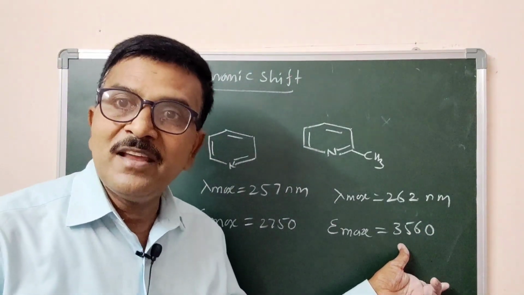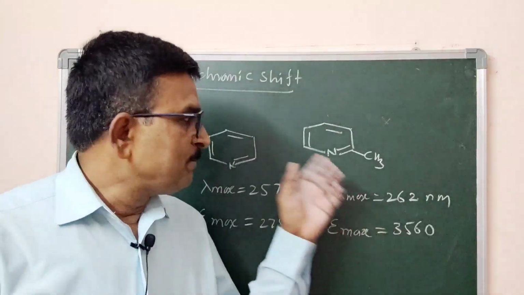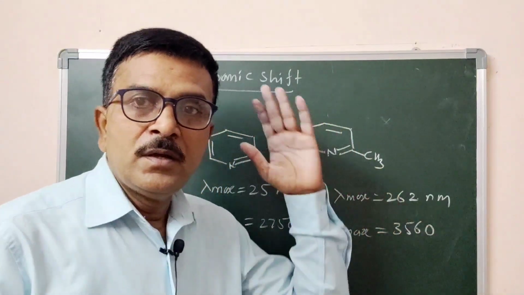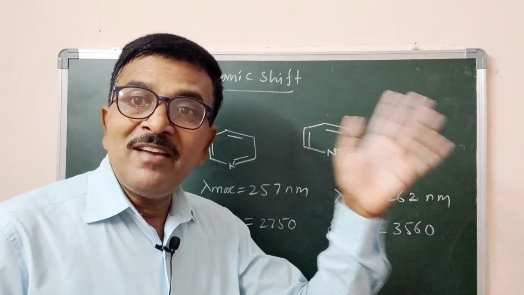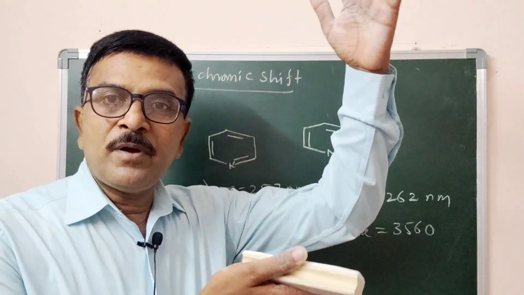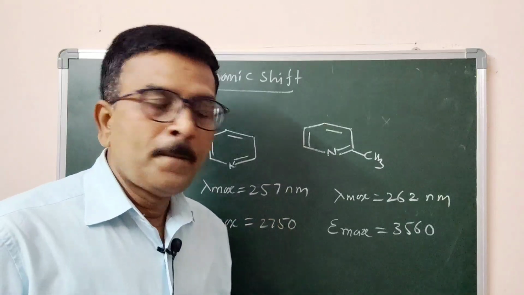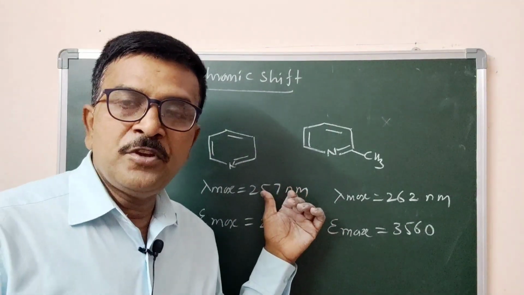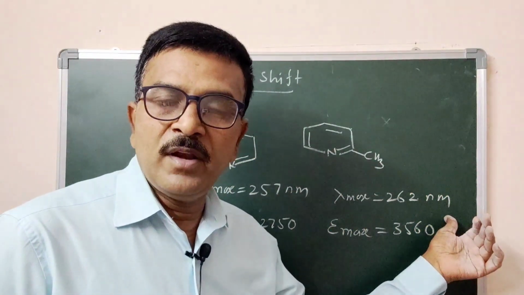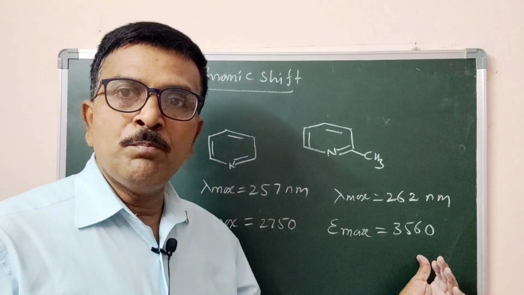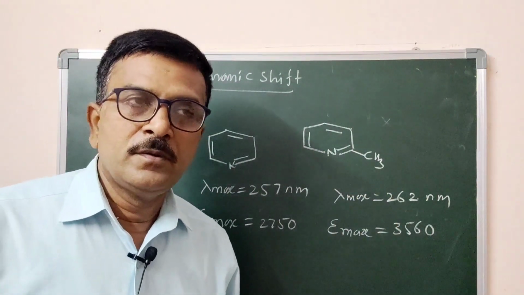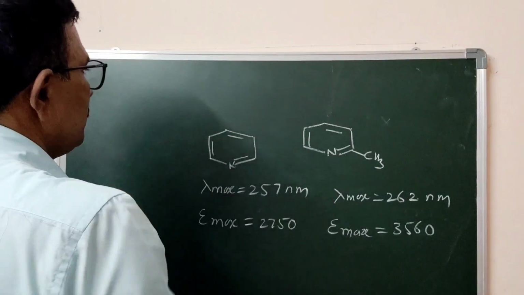Is it clear? Always, the bathochromic shift, shorter wavelength to longer wavelength, improves the intensity of absorption, that is hyperchromic shift. They are interrelated. When the absorption is shifted towards bathochromic, that is from shorter wavelength to longer wavelength, the intensity also improves, and that results in hyperchromic shift. The fourth one, hypochromic shift.